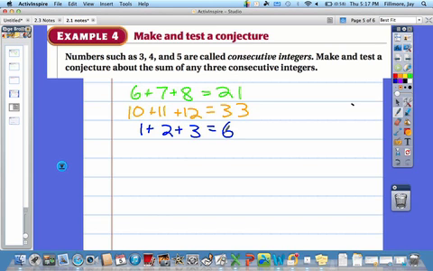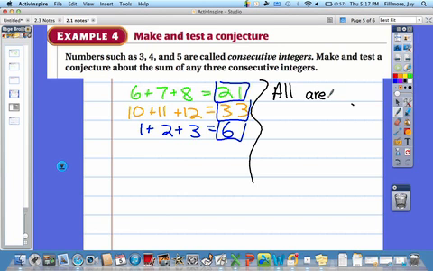It says, come up with a conjecture here for the sums. So we're looking at these sums. What do we notice these three sums have in common? Well, a good conjecture probably is that all three of those are divisible by 3. 21 is divisible by 3. Your result is 7. 33 divided by 3 is 11. And 6 divided by 3 is 2. So for our conjecture, we can say all are divisible by 3. So that's how we make and test a conjecture with something with consecutive integers.